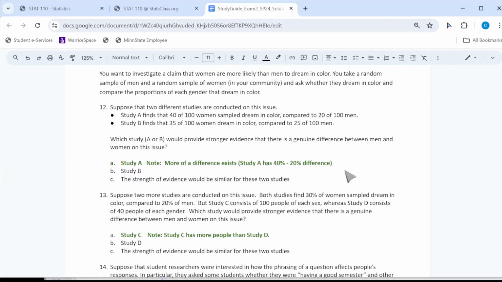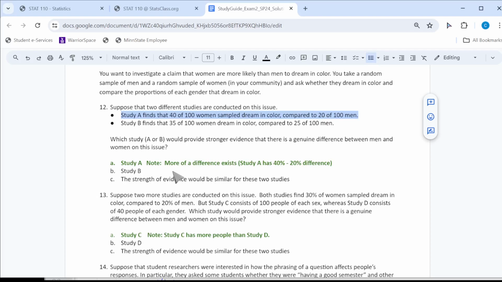Number 12 is just understanding a little bit about differences between studies and what that might mean. Study A, I got 40 out of 100 women dream in color, where it's only 20 out of 100 for men. Okay, and study B is 35 out of 125. Well, there's a bigger difference here in study A. So if both studies have the same number of people in it, which they do here, then the one that has the bigger difference between the two is going to have stronger evidence. So that's what we have here.